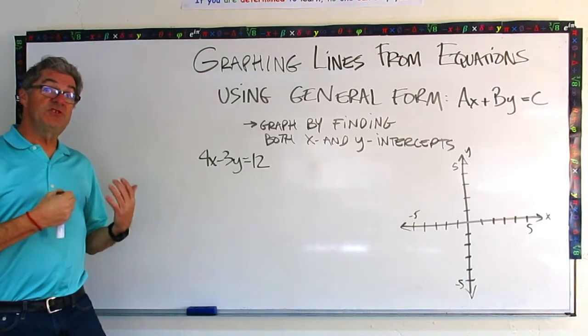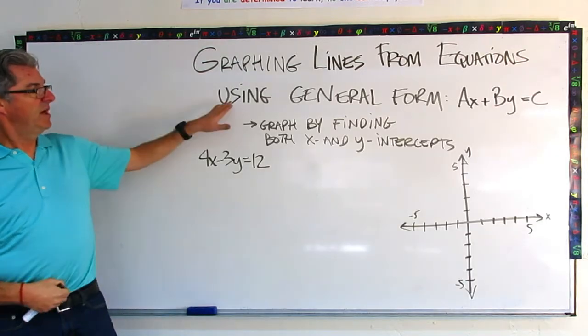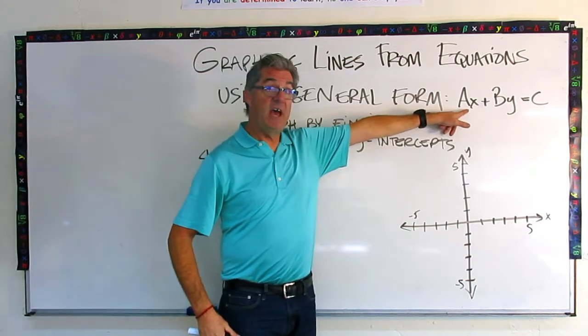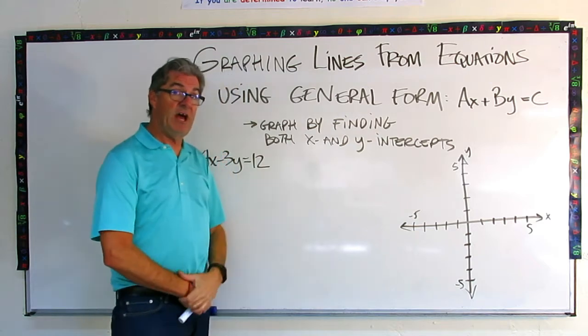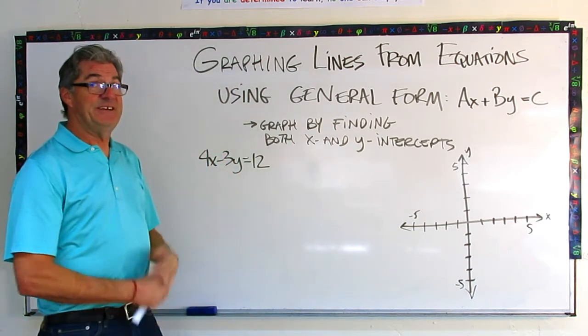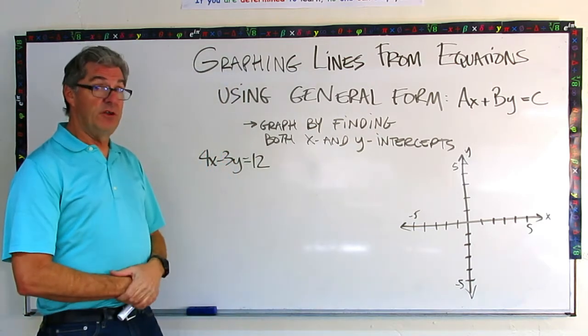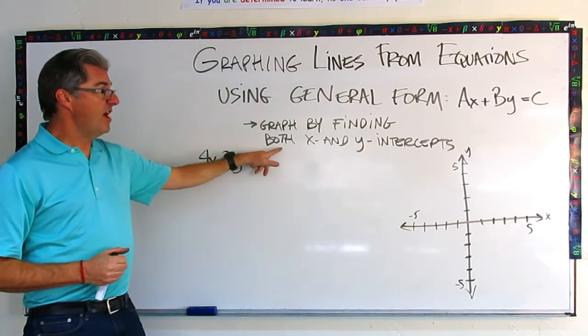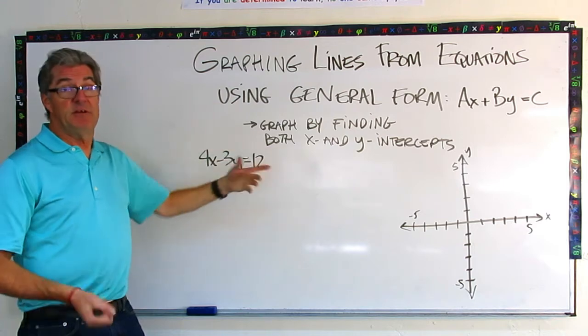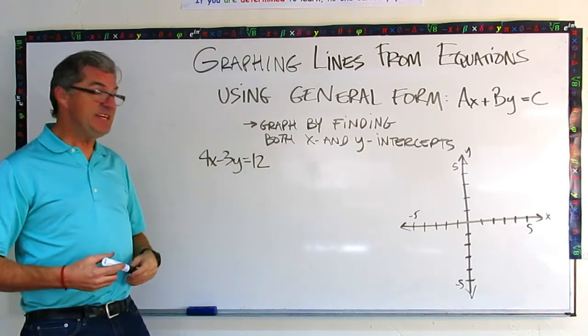Okay, now let's do this using general form. And remember, general form is ax plus by equals c, and there's a certain rule that we have for the a, the b, and the c. They have to be integers, no fractions. So what we do is we graph by finding both the x and y-intercepts. Unfortunately, this is actually pretty easy.